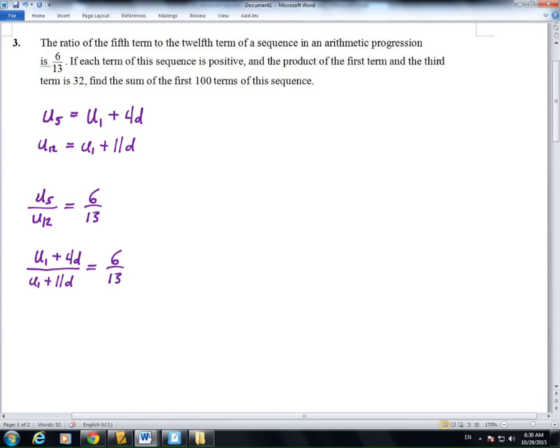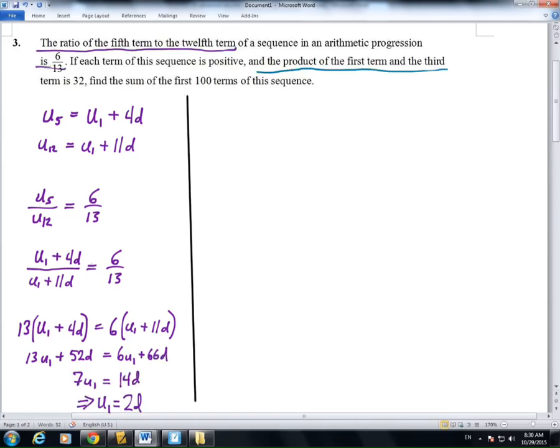By substitution, now I have a two-variable equation, but it is in ratio form, so I'm going to cross-multiply, distribute, collect like terms, and now I have that the first term is equal to double the common difference. So I don't know what the first term and the common difference are, but I do know that they are proportional, direct variation. So now I go to the second piece. The product of the first term and the third term is 32. Okay? I got to make the first term and the third term. When I multiply them together, I'm going to get 32.